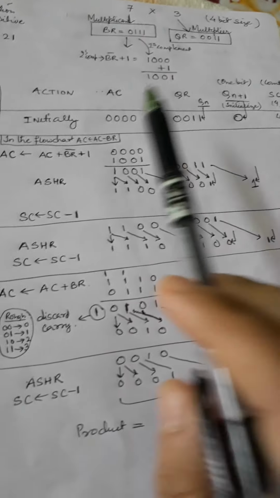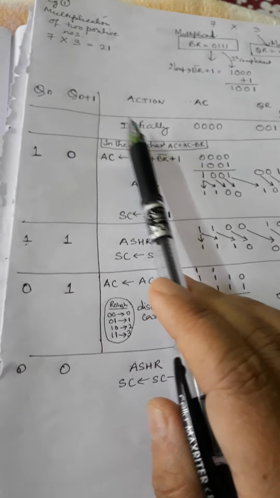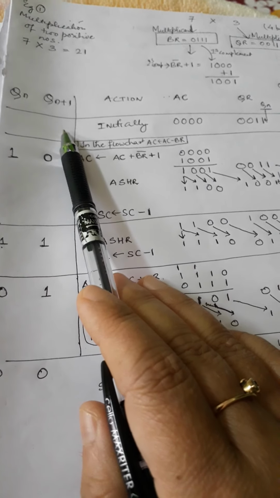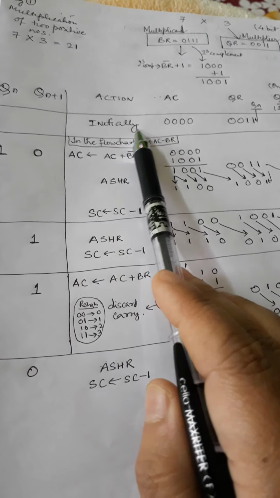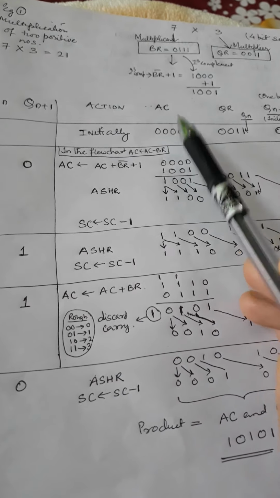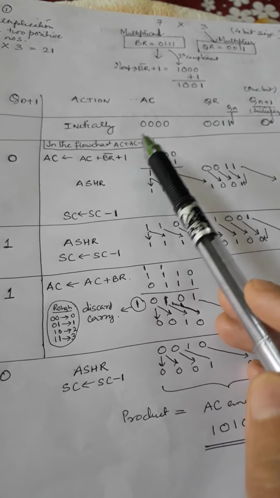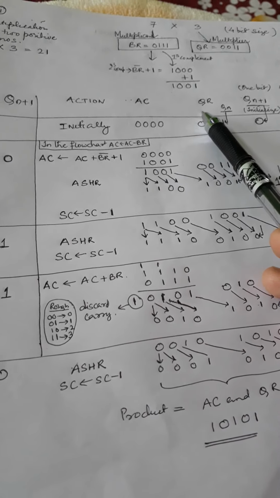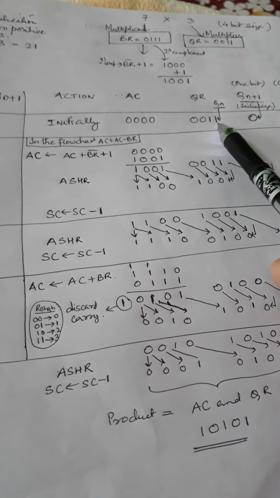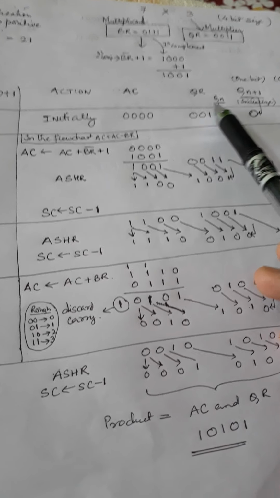So let us begin, and the first step is to initialize. When we start, there's nothing in Qn and Qn plus 1, so we mention it here as initially, or you can write initialization also. Before we start, we have to assign zeros to AC, and because it is 4-bit size, we put 4 zeros. In QR we have to put the multiplier, as you all know, so we'll pick up this value and keep it here. Very important here: from QR only we are going to get the value of Qn.